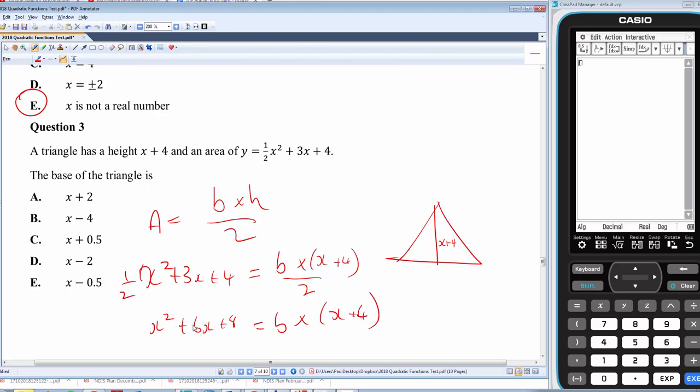Alright, now what we're going to do is attempt to factorise on this side, so let's use the cross, x, 2, 4, and both of them are going to be positive, so that's x plus 4, x plus 2 equals b times x plus 4. Now, I'm going to divide both sides by x plus 4, which means that will cancel out with that, means b is x plus 2.